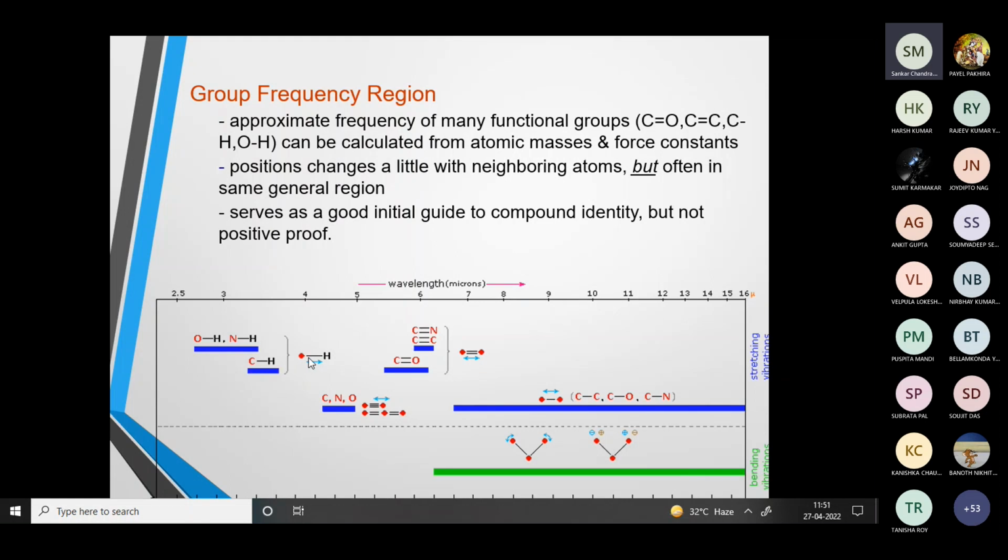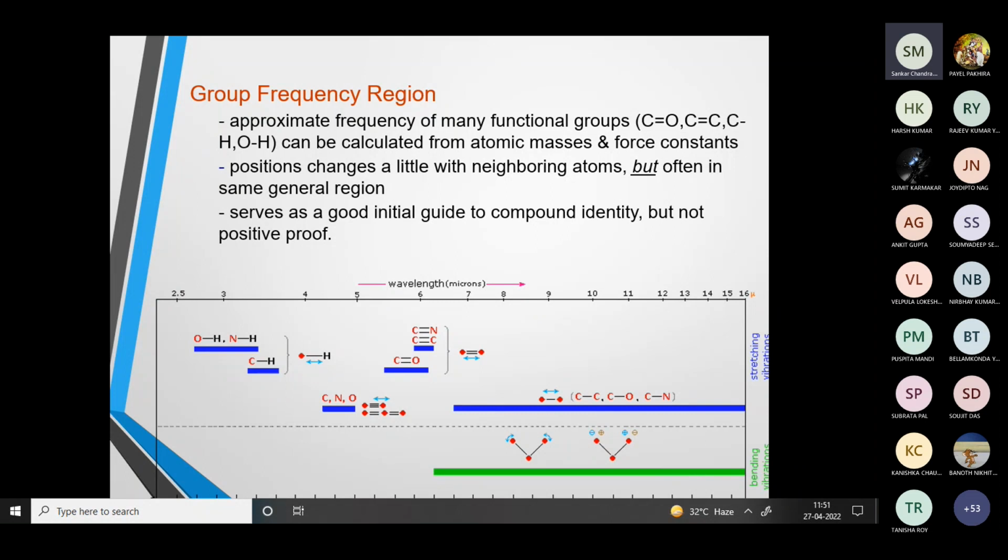Already I told you that they differ quite. Similarly, carbon nitrogen, carbon oxygen double bond. So these are the different types of bond: carbon nitrogen double bond, carbon carbon double bond, carbon oxygen double bond. So where all types of bonds will appear in the spectrum is shown here.